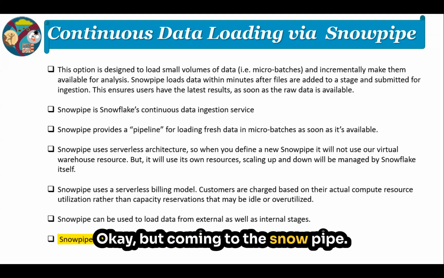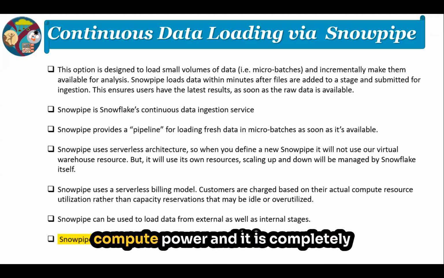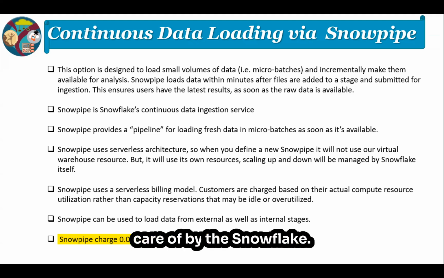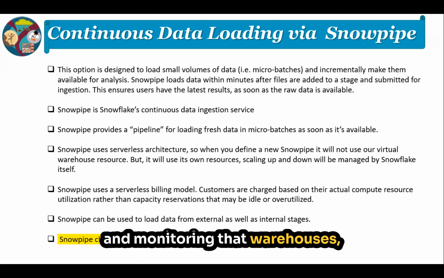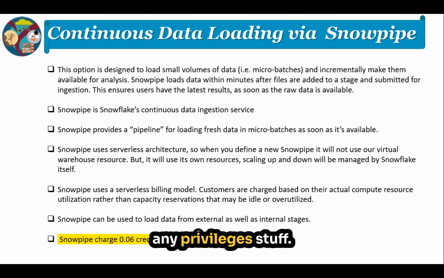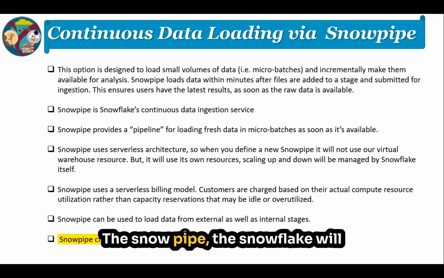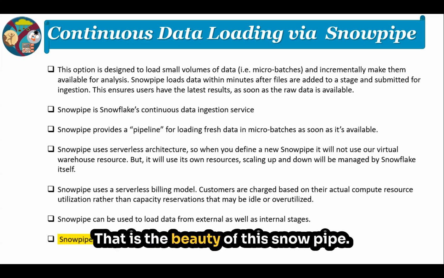But coming to Snowpipe, this is a kind of serverless architecture, which means you are not going to provide any compute power, and it is completely taken care of by Snowflake. How many credits are being used, how to execute the Snowpipe, everything is taken care of by Snowflake. You don't need to worry about explicitly creating warehouses and monitoring them, or how many credits are being consumed. You don't need to do any privileges stuff. You don't need to do anything. It is completely handled by Snowflake. As soon as the workload is completed, Snowflake will automatically bring down the compute resources. That is the beauty of this Snowpipe.